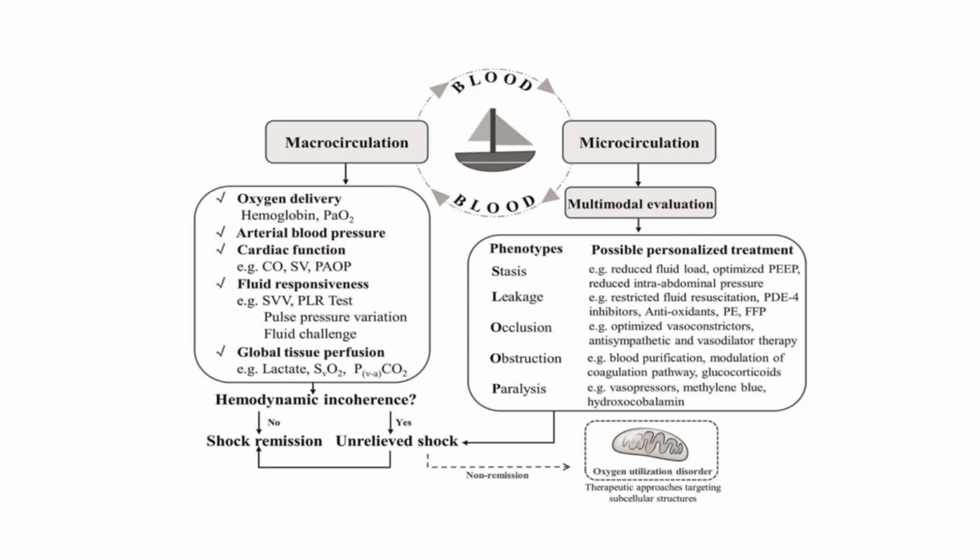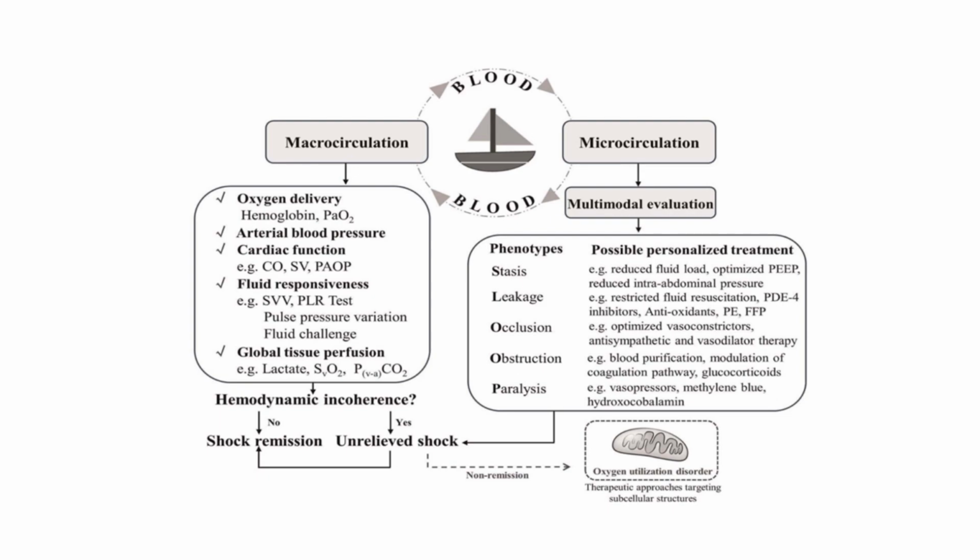This slide explains the concept of hemodynamic incoherence by comparing two key components of circulation, macrocirculation and microcirculation, and how imbalance between them affects patient outcomes. At the center, the balance symbol represents the idea that adequate tissue perfusion requires harmony between these two systems. When they are aligned, oxygen delivery meets tissue demand. When they are not, hemodynamic incoherence occurs.